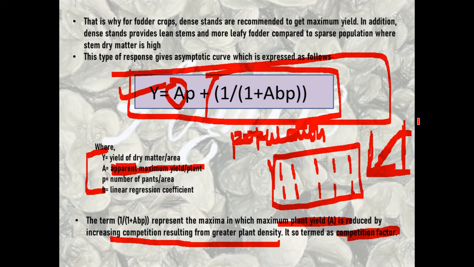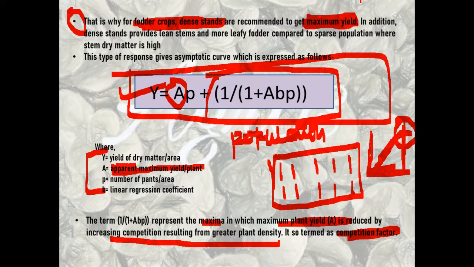I'm talking about this part. This maximum, and this whole term is known as the competition factor. One more important thing is that fodder crops and dense stands are recommended to get the maximum yield. The main condition is this: maximum dry matter comes from the maximum dense crop or fodder crop field.